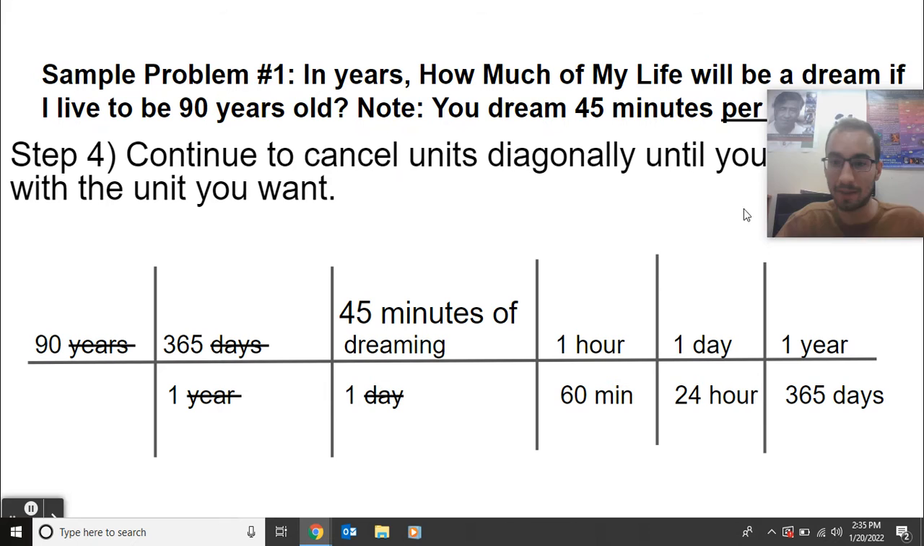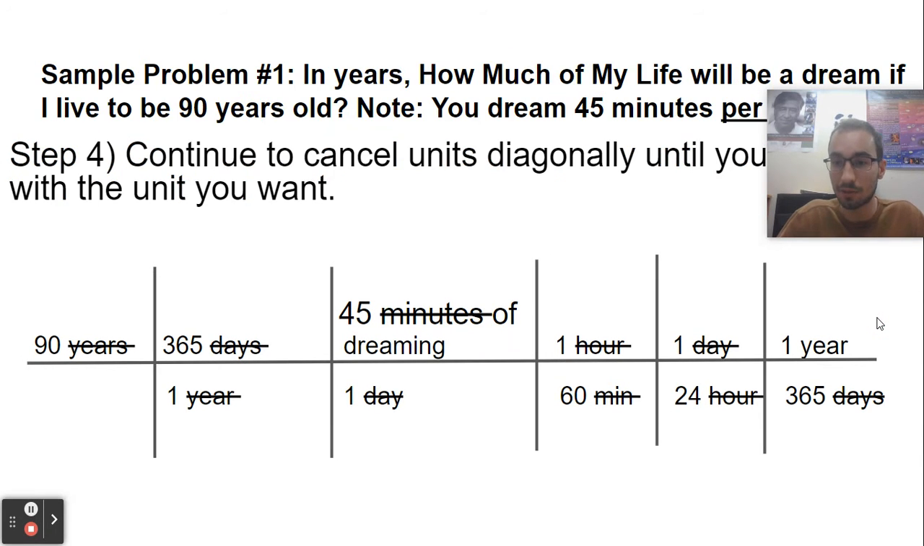Oh, I went a little bit fast, and I did the rest of the steps for you. So to cancel out 45 minutes of dreaming, 60 minutes and 1 hour. That'll tell you how many hours of your life is a dream, and then you can turn the hours, 24 hours in a day, to days of your dream, how many days of your life will be a dream, and then 365 days in a year. That will finally end up telling us how much of our life is a dream.